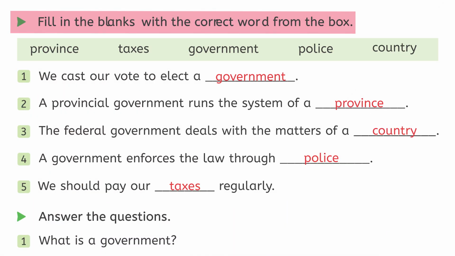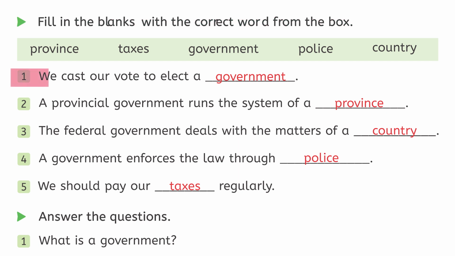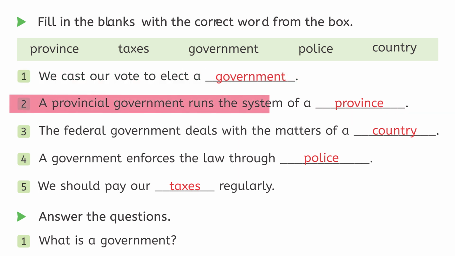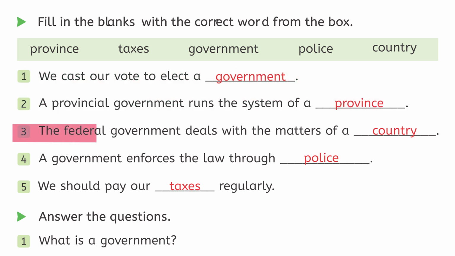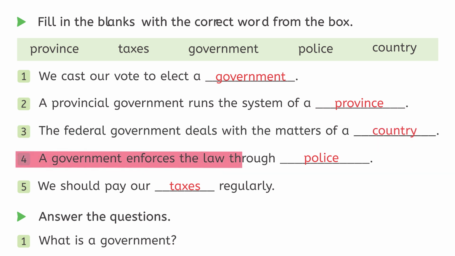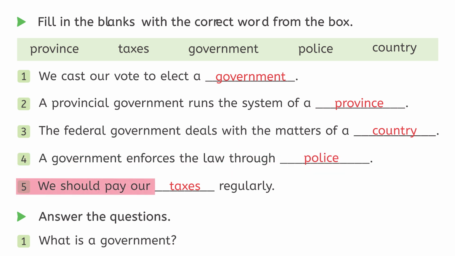So next we have to fill in the blanks with the correct word from the box. We cast our vote to elect a government. So you have to write government over here. Next is, a provincial government runs a system of a province. The federal government deals with the matters of a country. A government enforces the law through police. We should pay our taxes regularly.